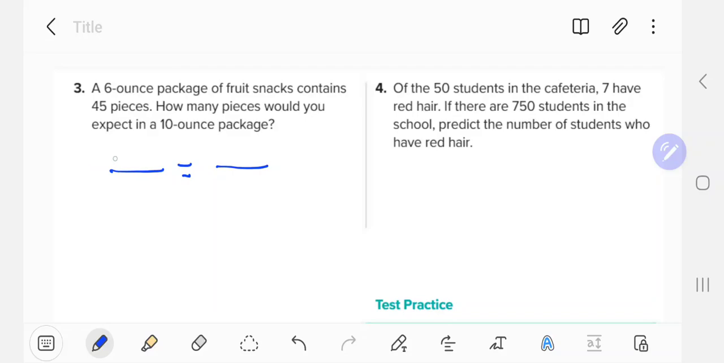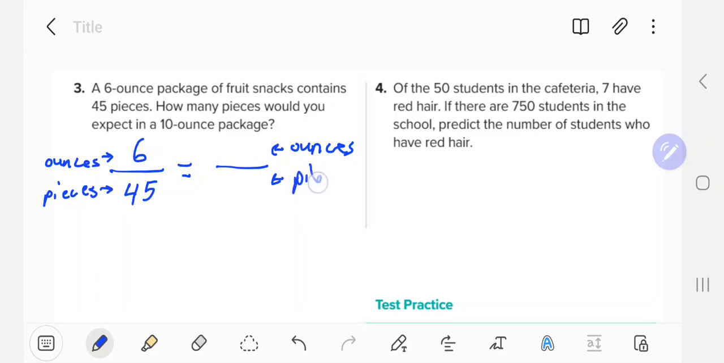It looks like we're comparing the number of ounces in a package to the number of pieces in a package. Always label those because we want to keep everything organized. Make sure we put the numbers in the right spots. The labels help us with that. So we have 6 ounces would be 45 pieces. So then we have to go over here and we're going to again compare, in the same order, in the same position, a certain number of ounces to a certain number of pieces.